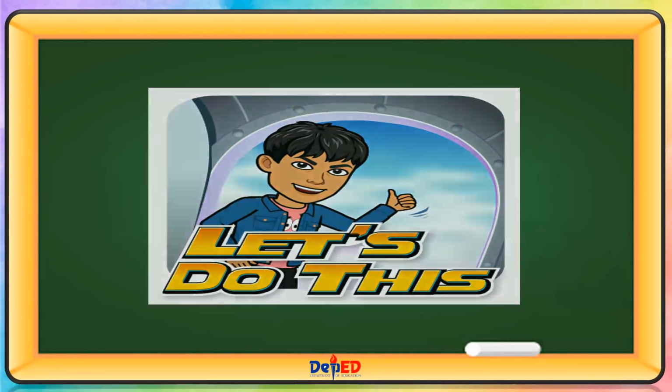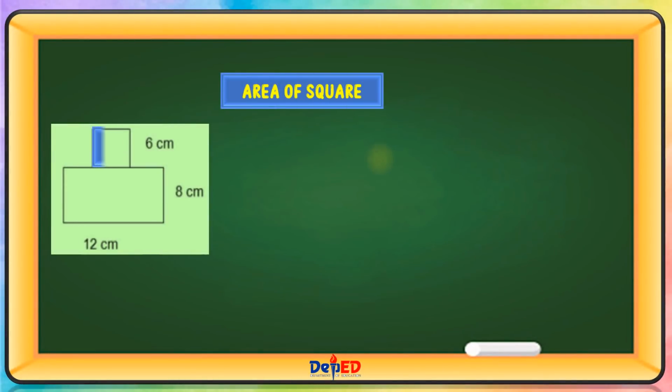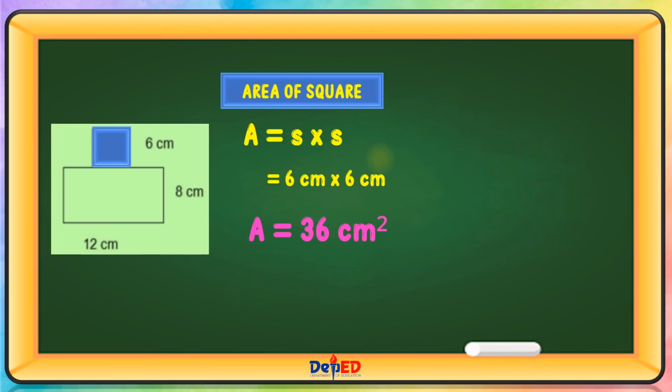Let's do this. Find the area of each irregular figure. Area of square. The formula ng ating area of square ay area is equal to side times side. Meron tayong 6 cm times 6 cm equals, ang area ng square ay 36 cm squared.